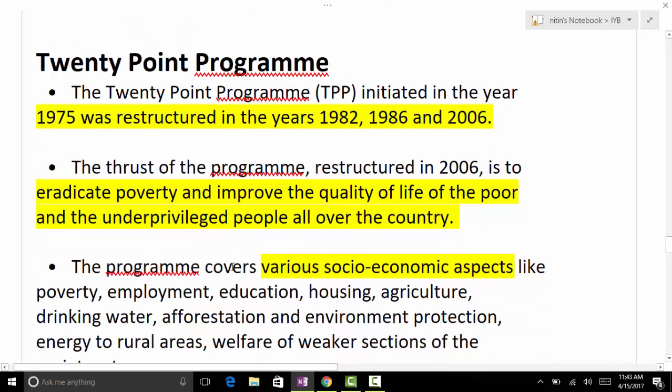Come to the 20-point program. Though started in 75, it has been restructured many times. Presently, we have the 2006 model of the 20-point program. Basic idea is to eradicate poverty and improve quality of life of the poor. Now, whatever comes to your mind that will help in eradication of poverty will be part of the 20-point program.